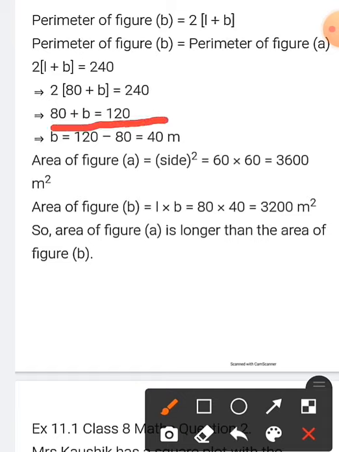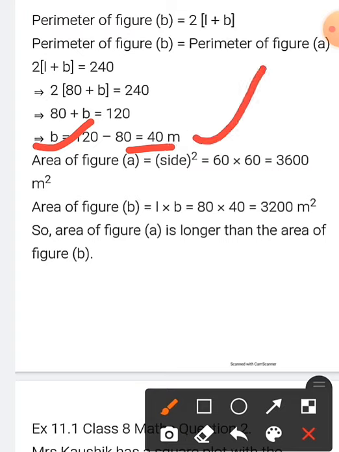Now this 80 is in addition, so we will take it to that side and transpose. So 120 minus 80, that will give us 40 meters. So now we have got the breadth of the rectangle. So what we needed, that we got. Breadth of the rectangle we have got.